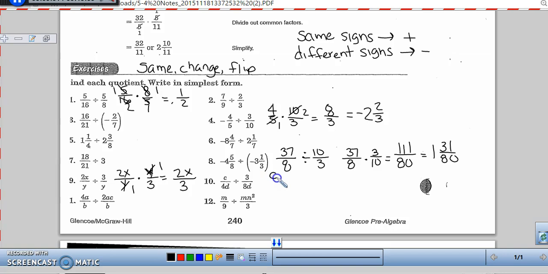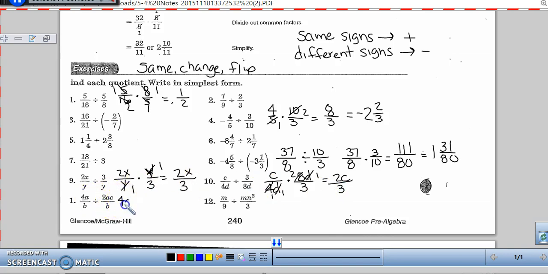Simplified. C over 4d, change the divide to times. 8d over 3 is the reciprocal, you just have to flip it. C and 3 cannot reduce. I'm going to do these separate. D goes into D once, D goes into D once. 4 goes into 4 once, 4 goes into 8 twice. 2 times C is 2C. 3 times 1 times 1 is 3.